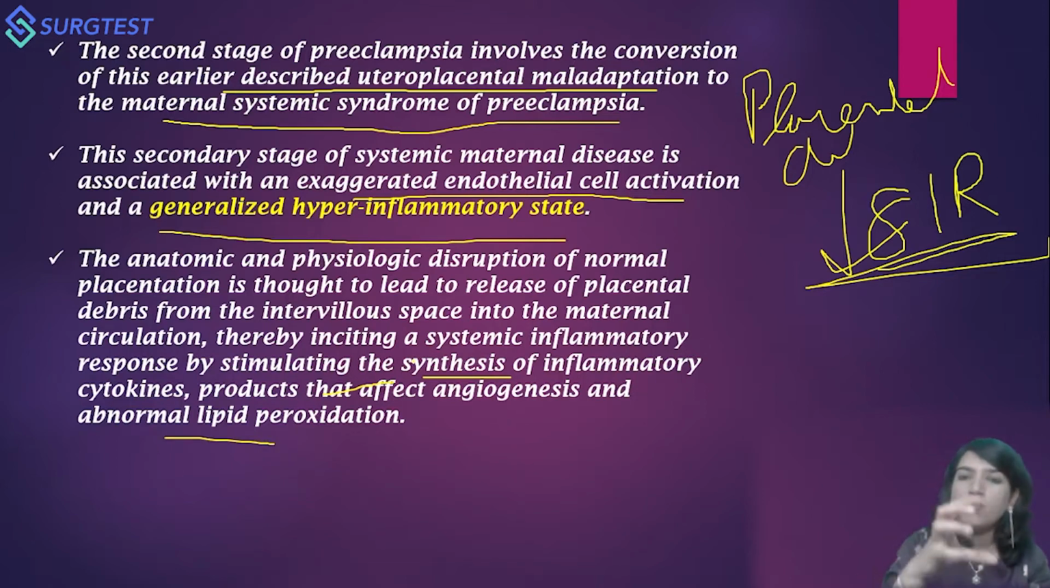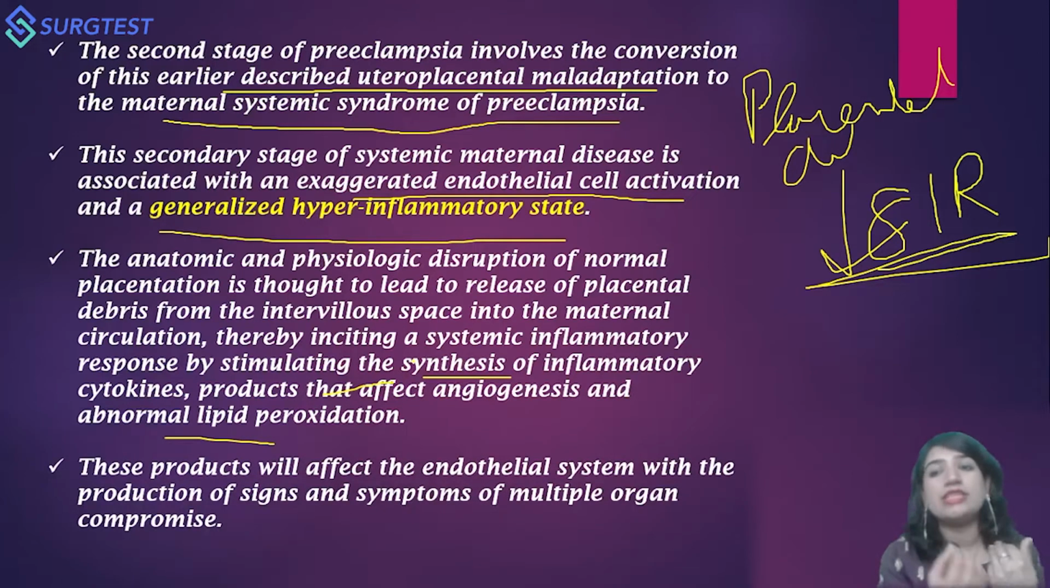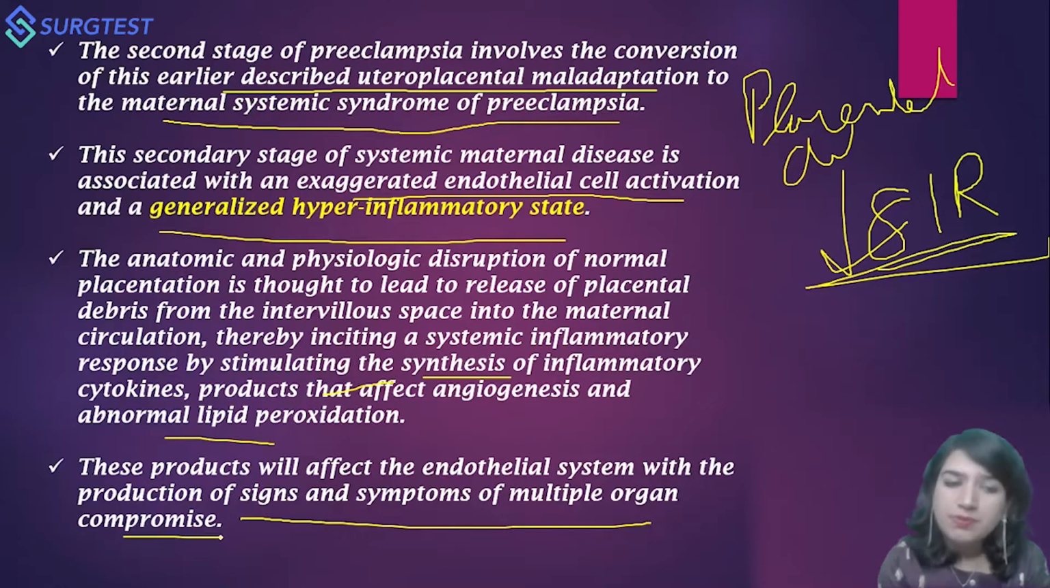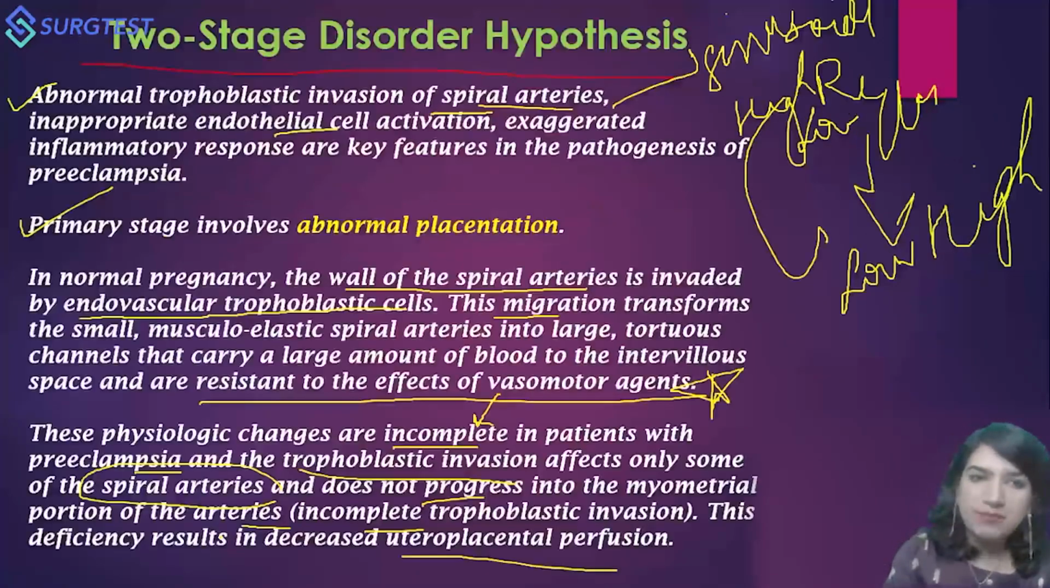So that is how a disease which was prior localized only to the placenta and the fetus now becomes a part of a larger picture of a maternal systemic syndrome. And we know that these inflammatory cytokines, the tumor necrosis factor, these anti-angiogenic factors, will affect the endothelial system of each and every organ in the mother, which results in the typical signs and symptoms of multiple organ compromise in preeclampsia. So you understood the two-stage hypothesis?